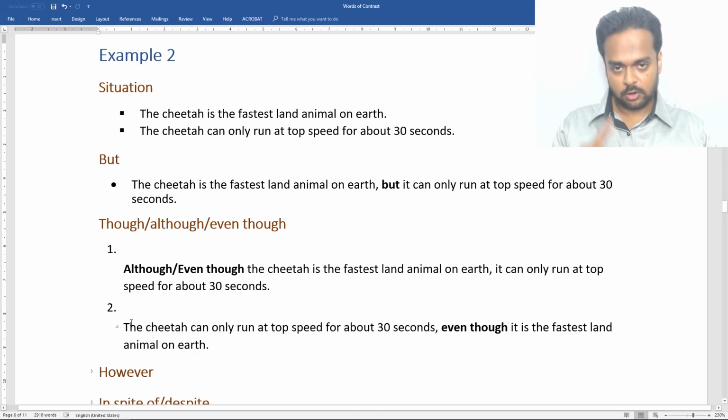Now, you can also reverse the order of the clauses, but when I read it, I felt that even though worked the best if you reverse the order, which is why I've put even though here, but there's nothing wrong if you want to use although.